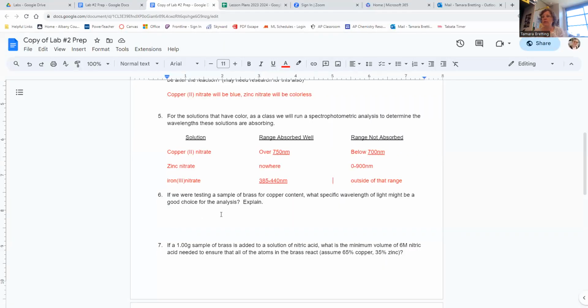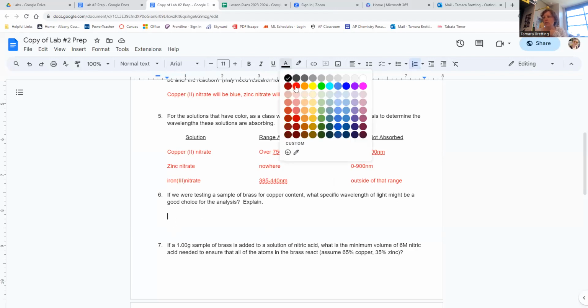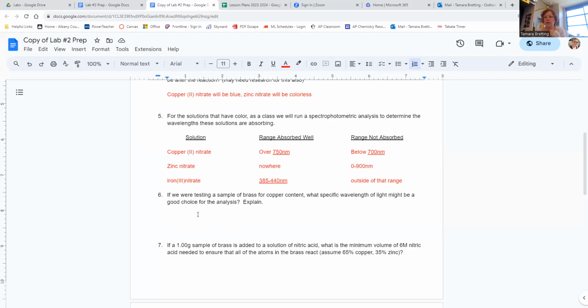Okay, question 6: if we were testing a sample of brass for copper, what specific wavelength might be a good choice? Again, I would like to stick to the visible light wavelengths. The high end of the visible light wavelength was 780 nanometers, and that's where we got that number. Remember, the peak for copper was around 815, 805, somewhere in there, but 780 was the edge of our visible spectrum, so we're going to stick with that. The highest absorbance in the visible spectrum. That way, if it's extra sunny in here the day that we do the lab, we're not affecting it as much.